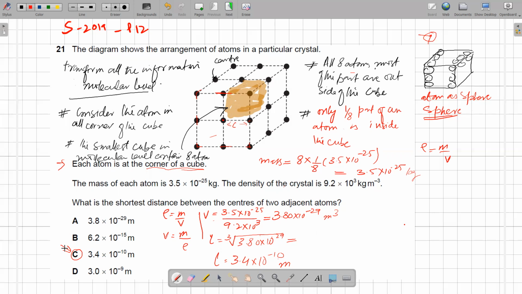Now we need to understand that for such types of questions at a micro level, we need to consider the smallest things. We cannot consider that all of the atoms' parts are inside the cube. This is the most important thing that this question needs us to understand, right? Corner of a cube means only a small part is inside the cube. So this is the main important part of this question.